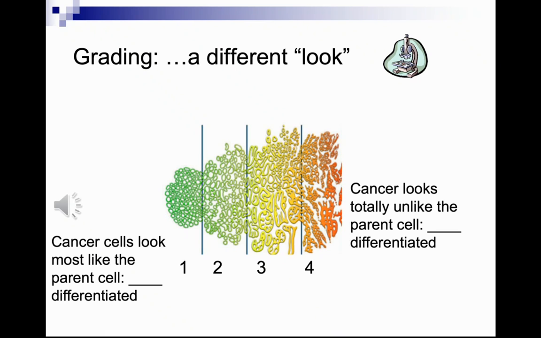Cancer cells that look most like the parent cell would be well differentiated, grade 1. Cancer cells that look totally unlike the parent cell would be poorly differentiated and given the grade 4.